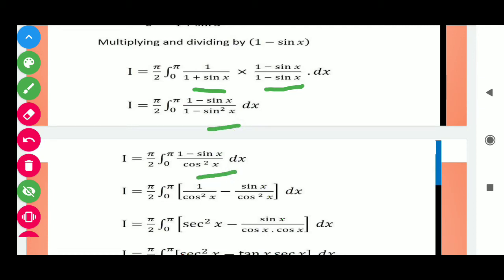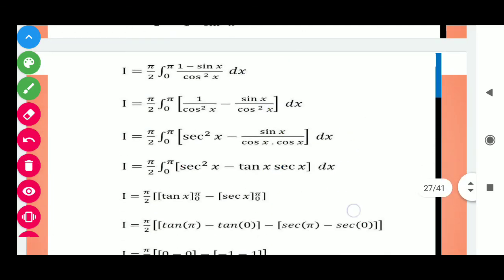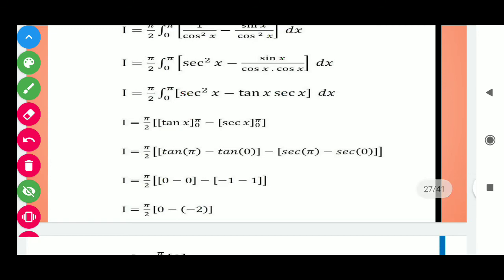By separating cos square x in all the terms of the numerator we get secant square x minus sin x over cos x cos x. Sin x over cos x can be written as tan x and 1 over cos x is secant x. Now it becomes very simple. Integration of secant square x is tan x and integration of tan x secant x is secant x. Now students, put the upper limit and then the lower limit. In this way by calculating this we get the result, the answer is pi.